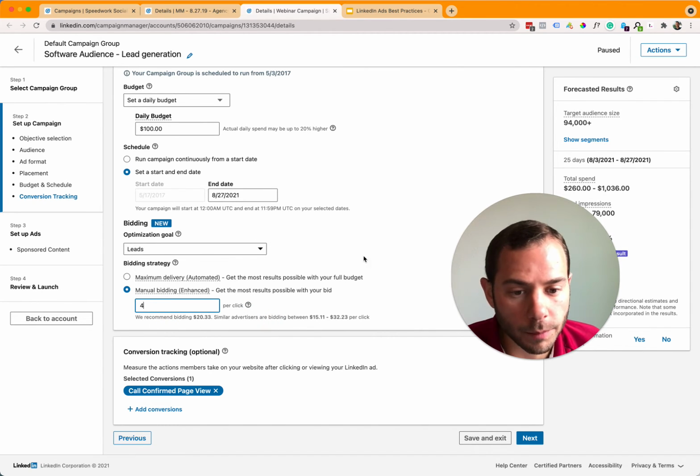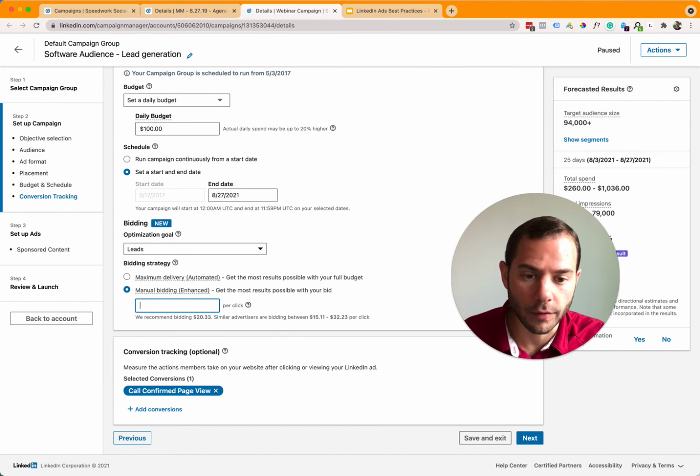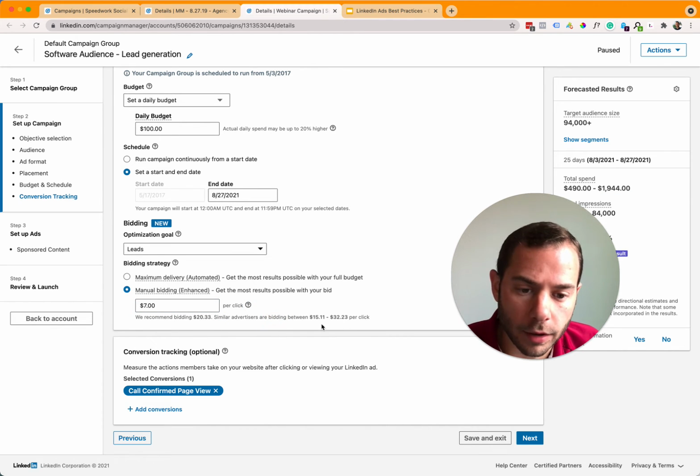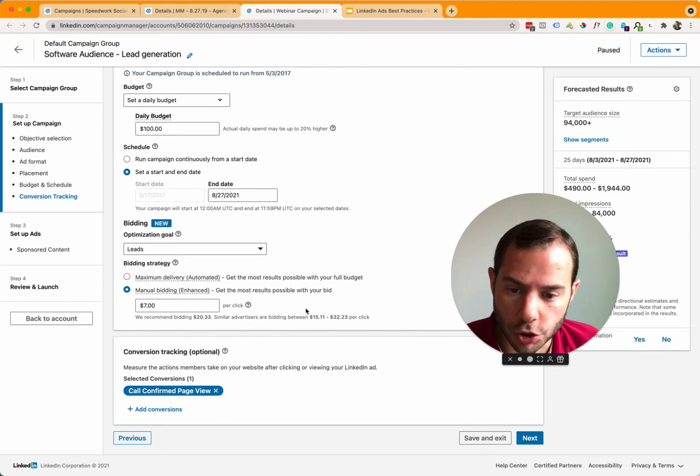But if I know I'm targeting middle managers or VPs or owners, then I'm probably going to start at about half of what this range is, of what this low end of this range is. So at 15, I might start at $7 or $8 per click. Usually I'll start probably at 7, I'll monitor the campaign as it runs to make optimizations.